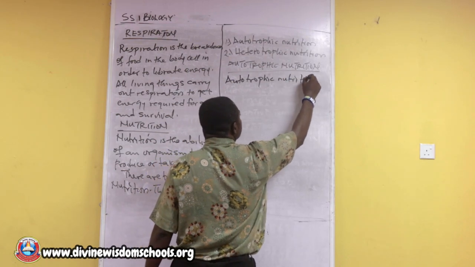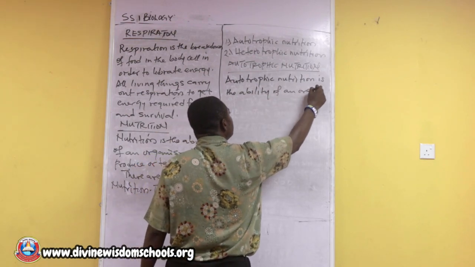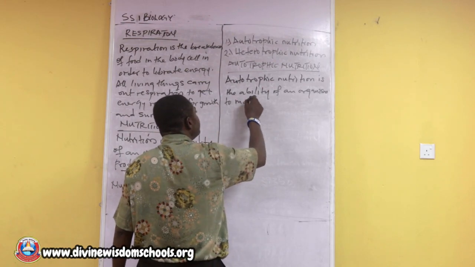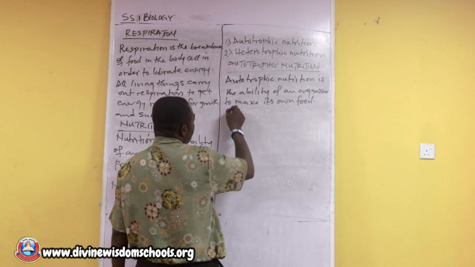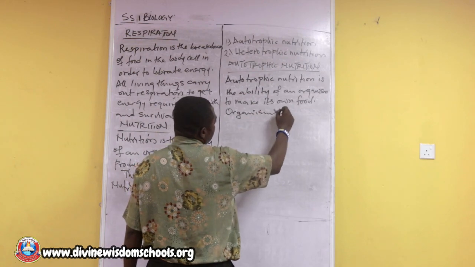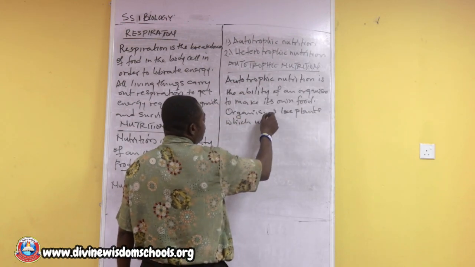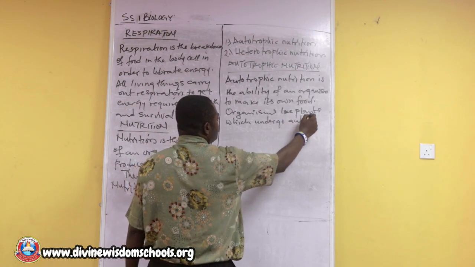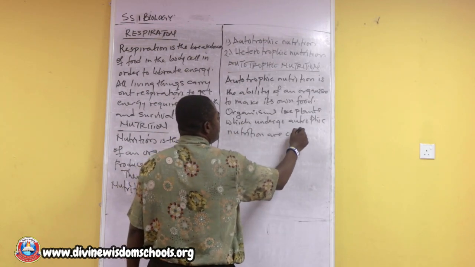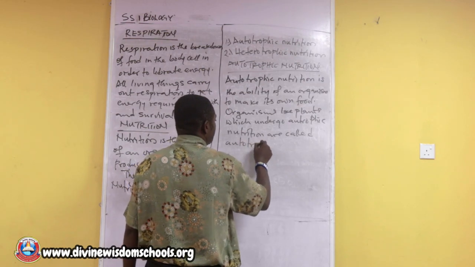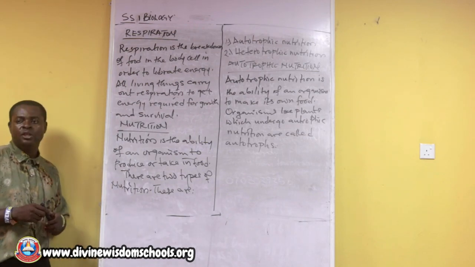So, autotrophic nutrition is the ability of an organism to make its own food. Organisms like plants, which undergo autotrophic nutrition, are called autotrophs. That's to tell you that autotrophic nutrition is usually common to plants.